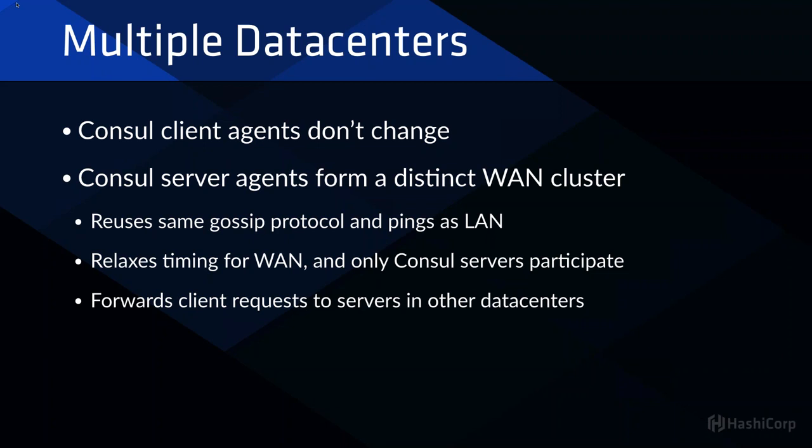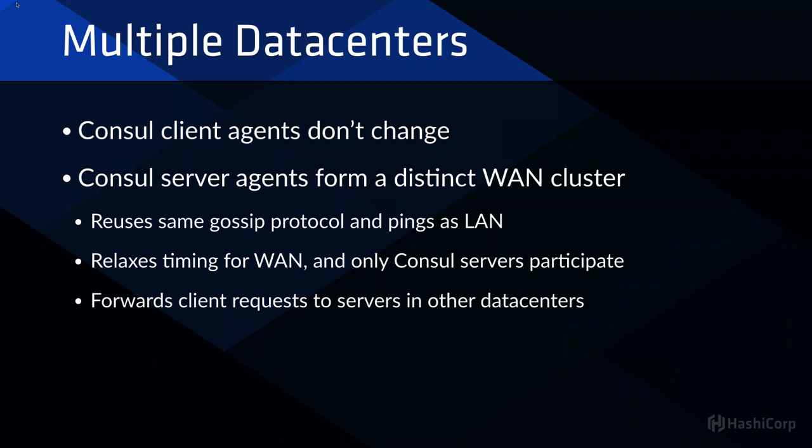What these do is they let you run independent Consul clusters. So each set of nodes will talk to the other nodes within its data center, and you'll run a different set of Consul servers for each data center, but you'll link the servers together in a way that provides some really useful features. So the Consul client agents don't really change. They're configured to be in one of the data centers that you've got set up. But any Consul agent that's in server mode gets linked together to form a distinct WAN cluster.